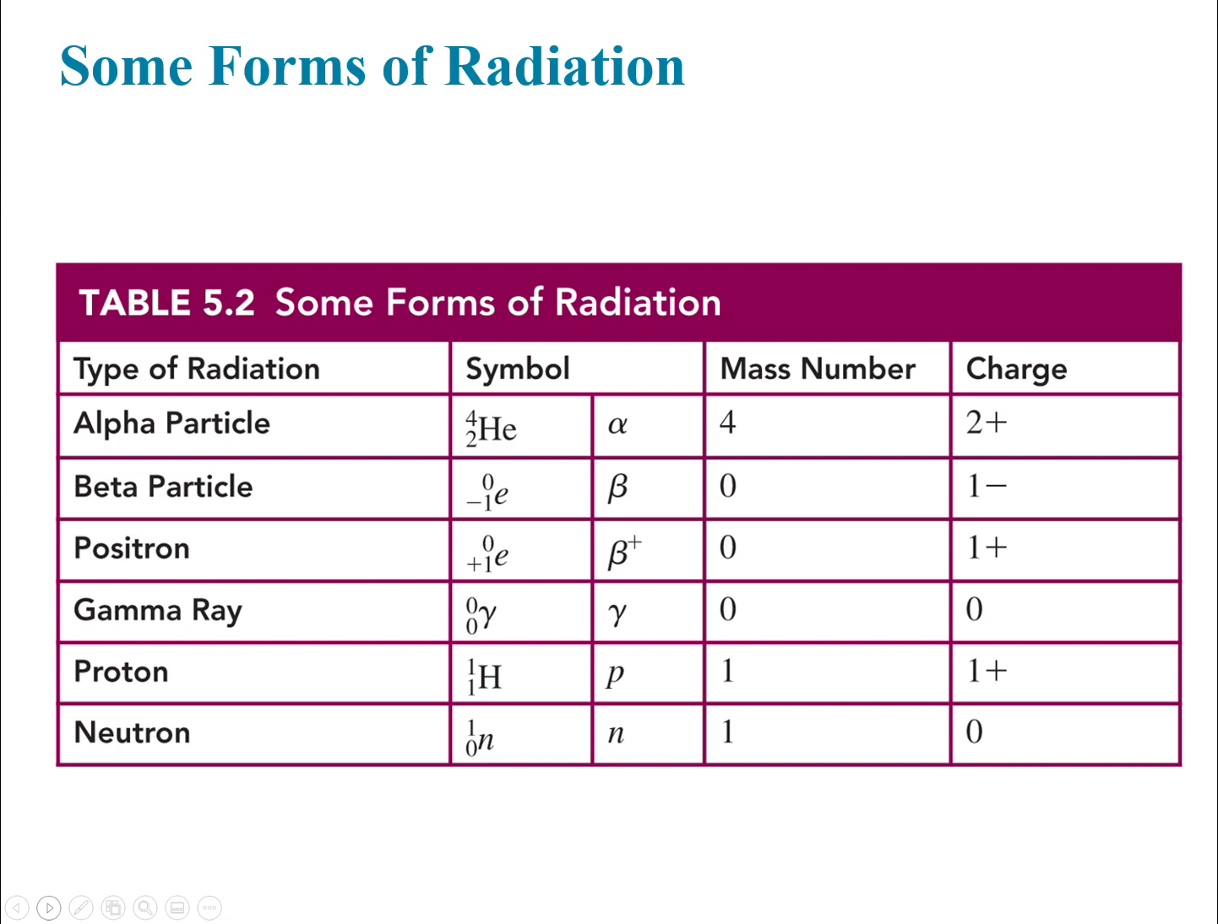So these are the forms of radiation that we're going to be talking about. And there's a couple more forms of radiation that we're going to talk about that you kind of already know about. So the first one is the alpha particle. The symbol for that looks kind of like a fish. That's the alpha. When you're representing it in a balanced equation, it's actually a helium atom.